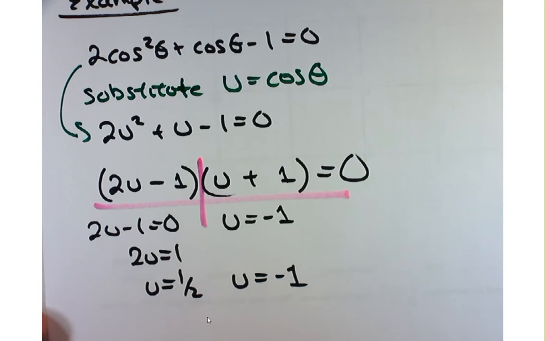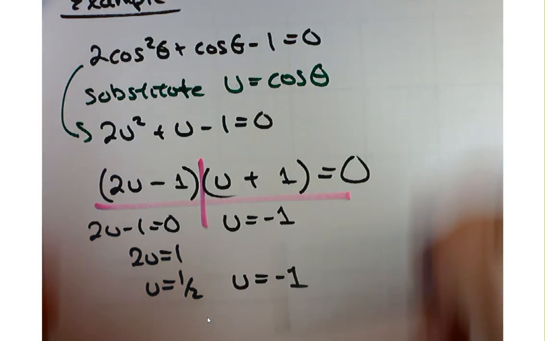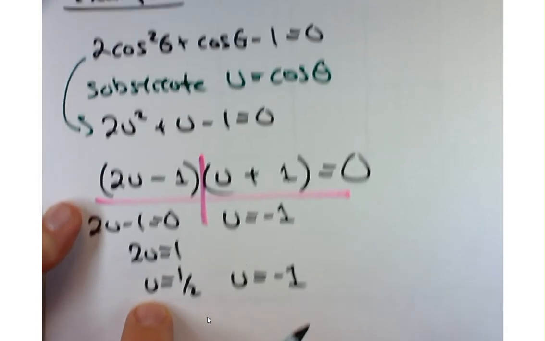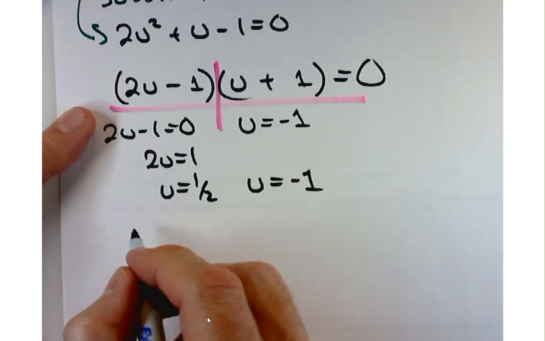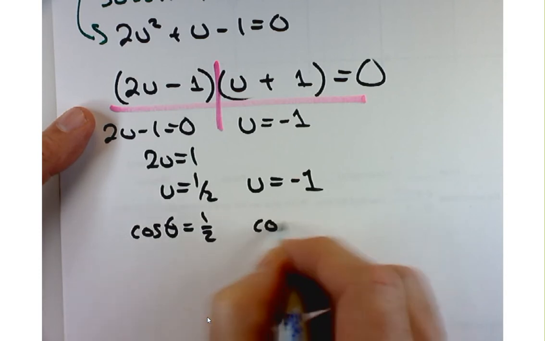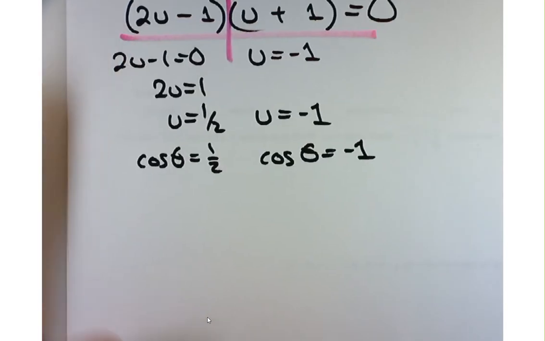Except one thing. Remember, this is a trig class. We're not solving algebra problems here. So we got to go back and say, oh, well, this was really taking the place of cosine of theta. So I've got cosine of theta equals 1/2, or cosine of theta equals -1. Those are my two possibilities.